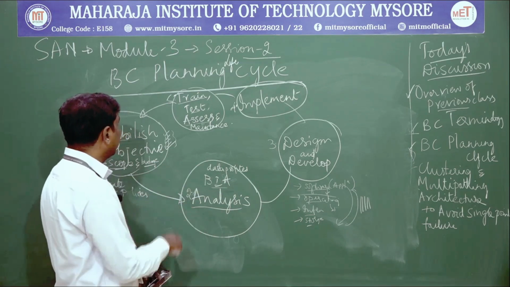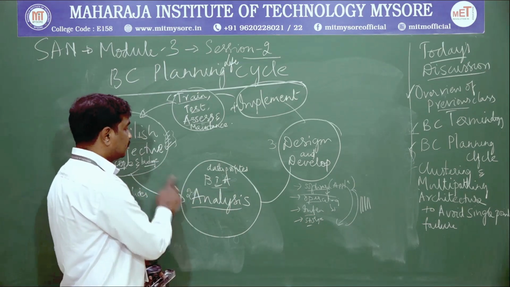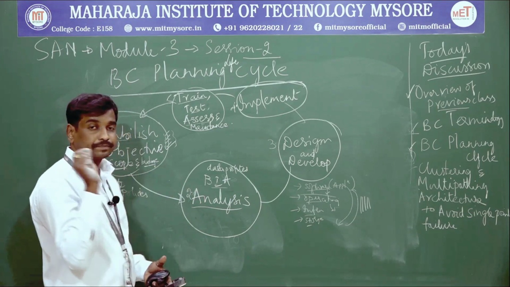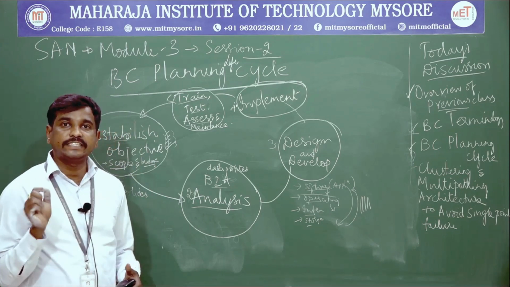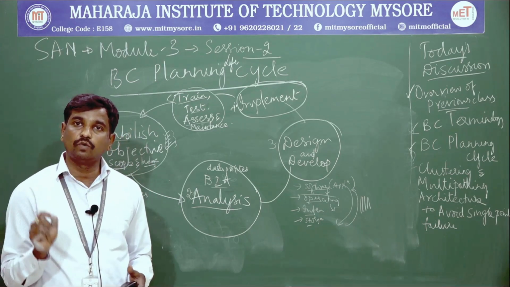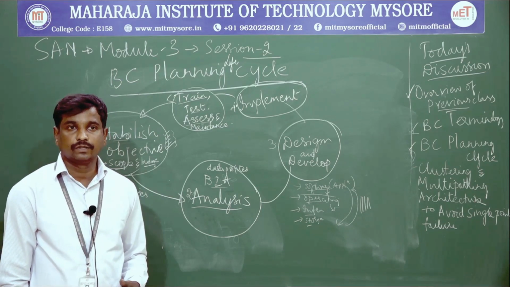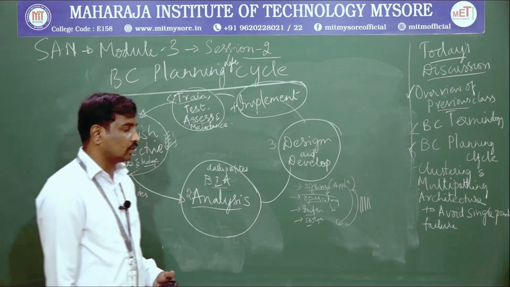This cycle is called the business planning life cycle, for making our storage area network work efficiently, and it should work 24/7. So, these are the things which we have come across.